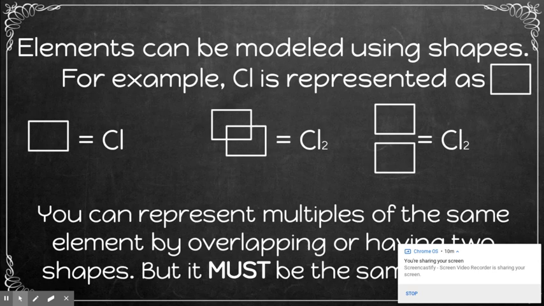So you can represent multiples of the same element by overlapping or having two shapes, but it must be the same shape. So since chlorine is represented with this square, then chlorine atoms, or the element chlorine, are going to be shown as squares only.